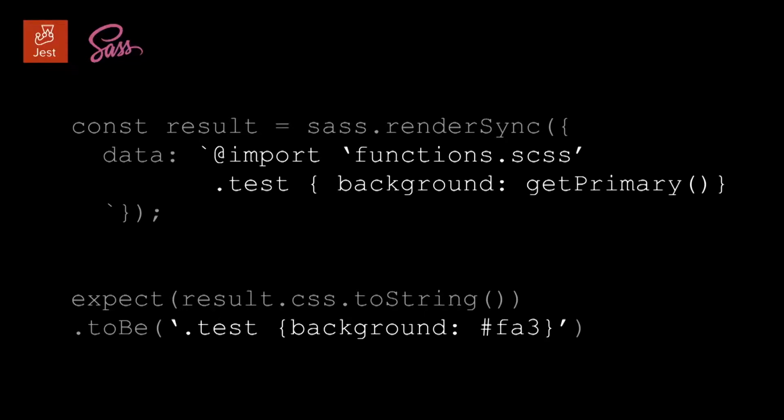I import the function SCSS file in the data of renderSync. I test my function on a fake selector, and I expect the result to be the CSS I want to be returned by the function.